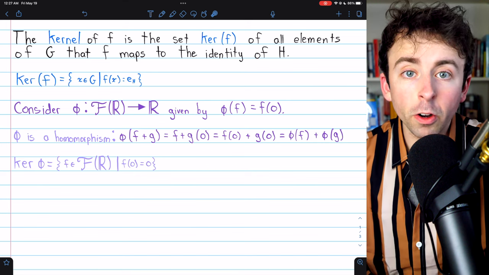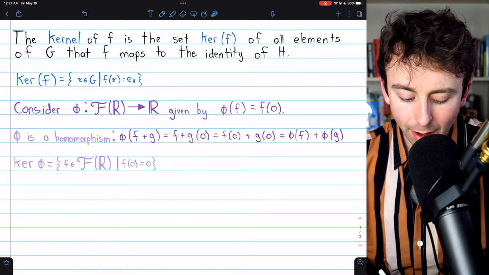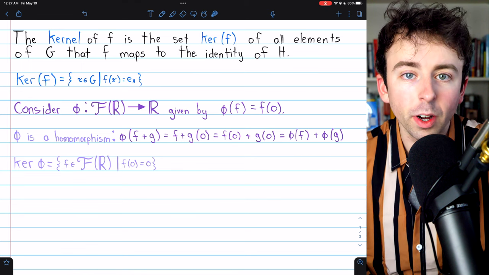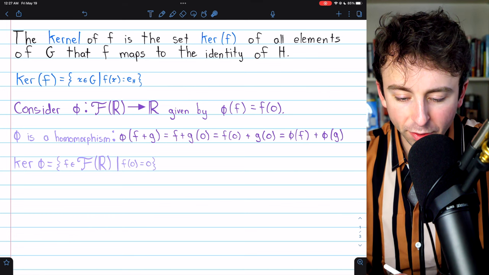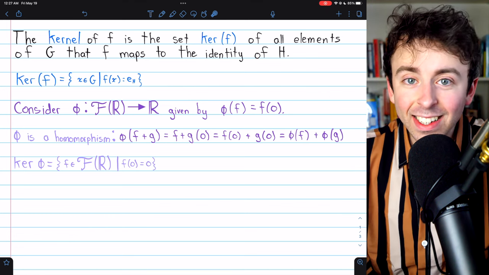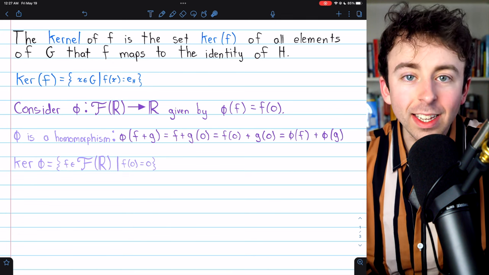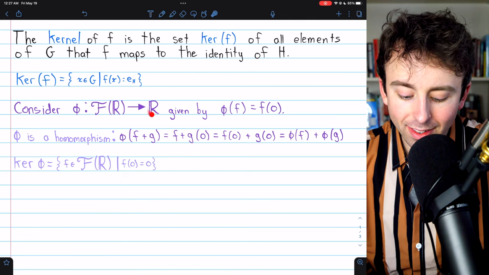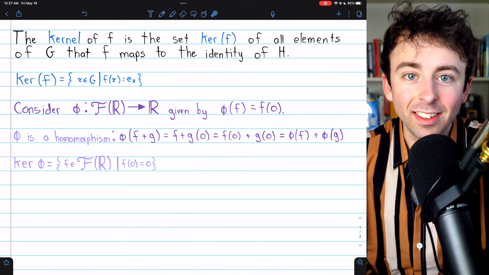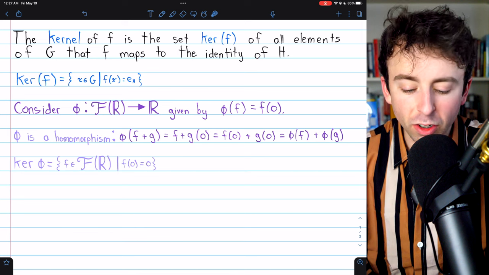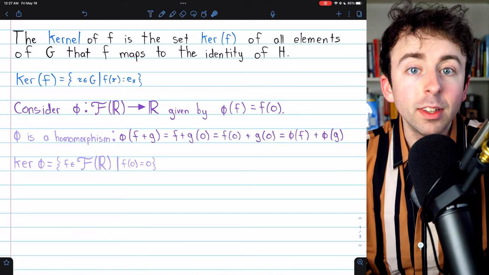Now remember, the kernel is going to be all elements from the domain, all functions F from the set of real valued functions, all elements from the domain that the homomorphism maps to the identity of the codomain. Now the identity of the codomain is 0 because the codomain is the additive group of real numbers. So the identity is 0. So the kernel is going to be all elements of the domain that phi maps to 0.